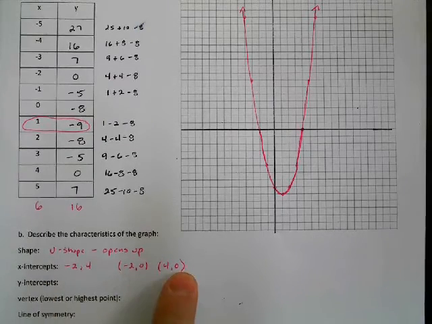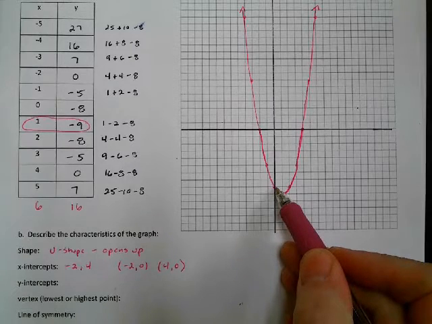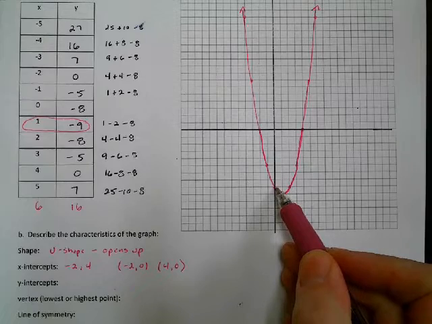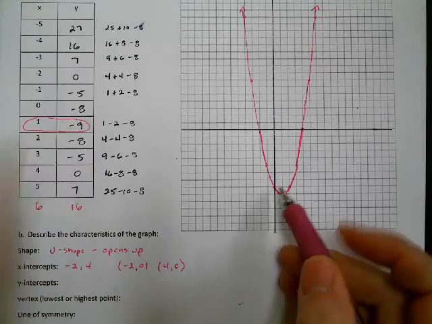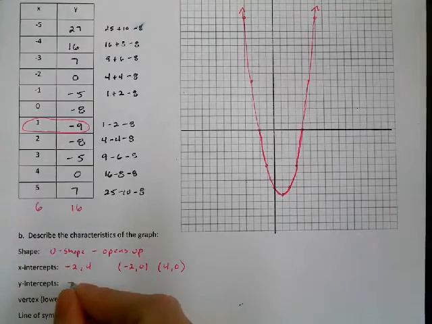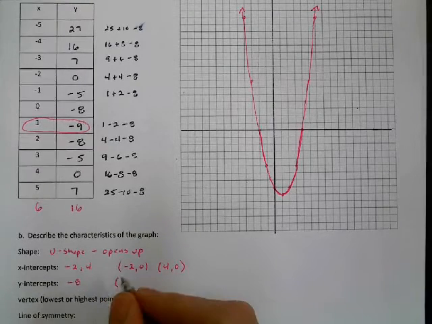Now we do have a y-intercept right here. This is where the graph crosses the y-axis. And instead of the y being 0, the x is 0 at this point. So the x is 0, the y-intercept was -8 there. So we can say that the y-intercept is -8, or we can state it as a coordinate, which would be 0, -8.